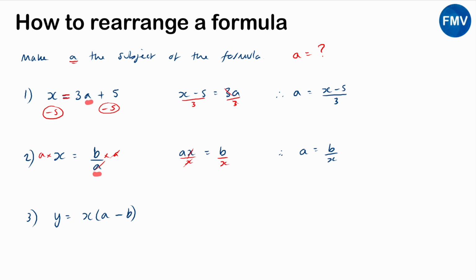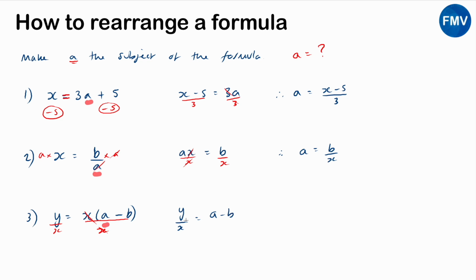Last one on this page. Again, we're looking for the value of a. Our aim is to get a on its own. There are two ways of doing this. One way is to get rid of the x first by dividing both sides by x. The other way is to expand those brackets and then solve it from there. I'm going to choose to divide both sides by x. So I'll divide all of that by x and that by x, so they cancel.